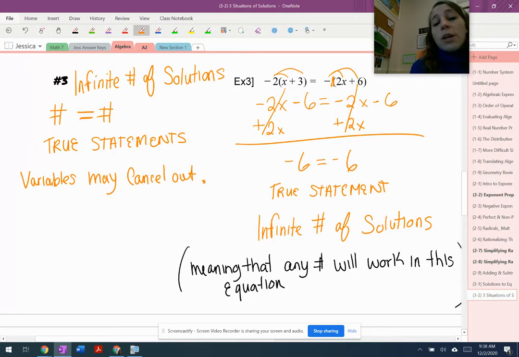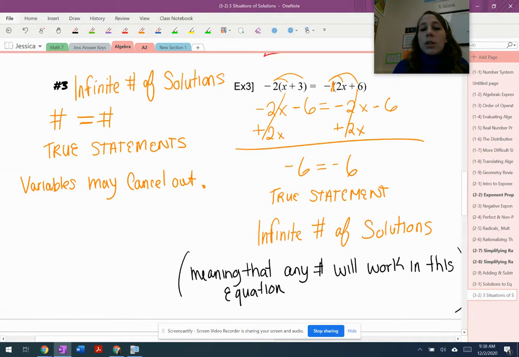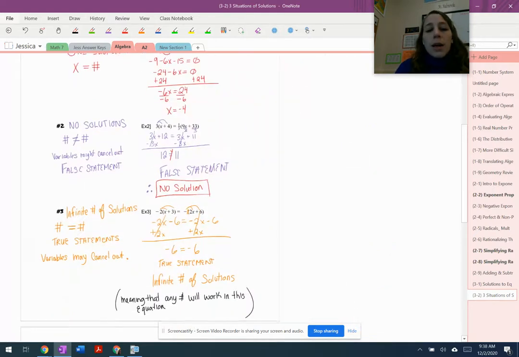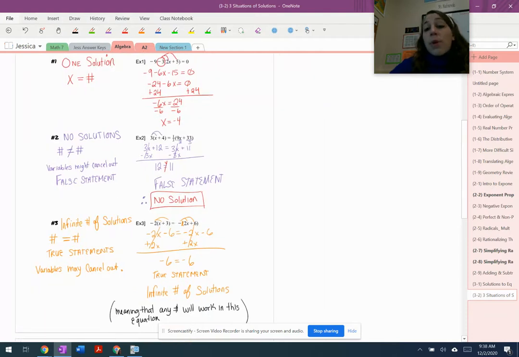So just watch out for those weird situations and make sure that you remember to make a conclusion. Having the answer of -6 equals -6 isn't enough. You need to conclude that that means no solutions. Having the conclusion 12 is not equal to 11 is not enough. You need to make the conclusion that that means there are no solutions. So keep that in mind while you're looking at those homework problems or practice problems.